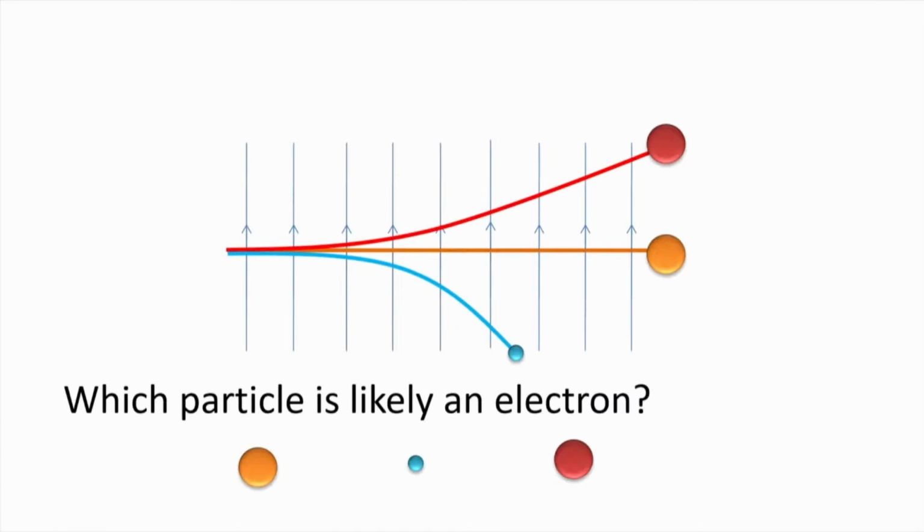Well, the electron is negative and it curves downwards, which suggests that it is experiencing a downward force, and that downward force is opposite to the direction of the electric field, and so it curves downwards. And so the blue particle is likely an electron. And then the size difference also clues you in, because an electron is much, much smaller than a proton and a neutron. Protons and neutrons are about 1,800 times more massive than an electron. So that's also a little clue.